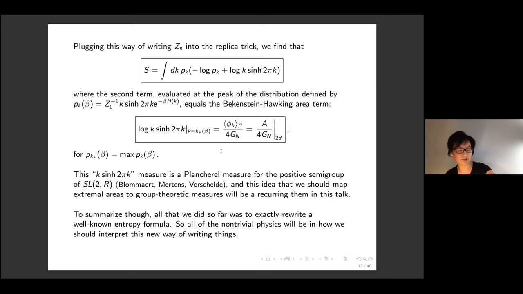So this second fact agrees for all possible values of beta, so it's been checked across one continuous parameter for now. You may or may not find this interesting, but later on I'll show that this match between this measure and the area term will agree up to perturbations as well.